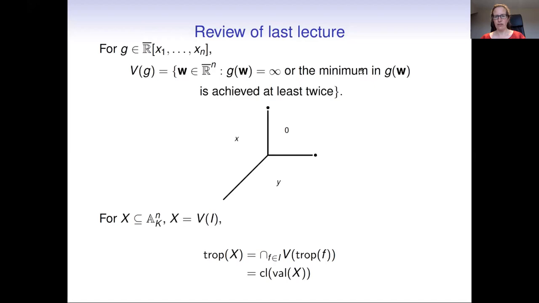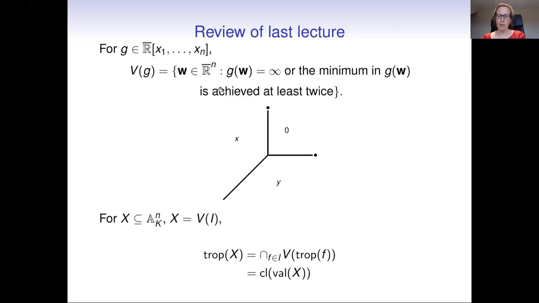So we saw last time the tropical polynomial x plus y plus zero, where those are tropical pluses. In usual arithmetic, that's the minimum of x, y, and zero. And we saw that we'd get a picture like this. On the positive y-axis, the minimum is achieved at both x and zero, so it's achieved at least twice. On the positive x-axis, the minimum is achieved at both zero and y, so it's achieved at least twice. And on this line y equals x, the minimum is achieved in both x and y, so it's achieved at least twice. Okay, so that's a hypersurface of a tropical polynomial.